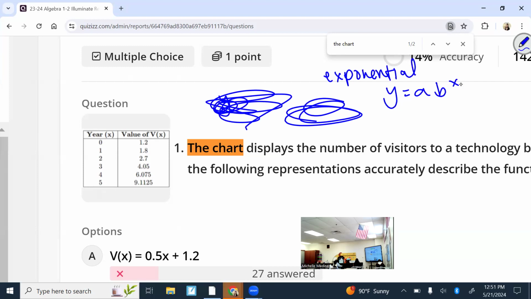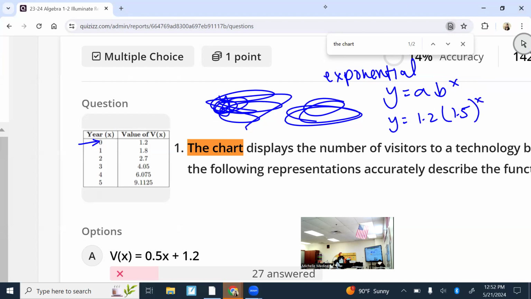Y being your output, x being your input. A stands for what? Initial amount. And our initial amount is whenever x is 0. So whenever time is 0, because x is usually time, that's when it starts. So my initial amount for this is 1.2. That should not be attached to an exponent. That's just my initial amount. What I'm multiplying by each time, which we figured out in the calculator, is 1.5. And that'll be attached to the exponent.